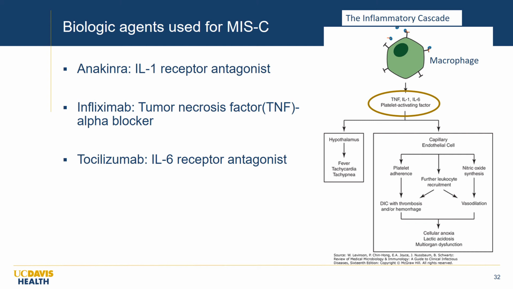Other agents that have been used include infliximab, which is also commonly used in Kawasaki disease, which blocks TNF alpha, and then finally tocilizumab, which you may have heard about for treatment of acute COVID as well. This is an IL-6 receptor antagonist. Interestingly, for COVID seen in adults who have cytokine storm, the studies have not really shown that tocilizumab decreases morbidity or mortality, so it's fallen out of favor more recently. However, it still has been used in some cases of kids with MIS-C.